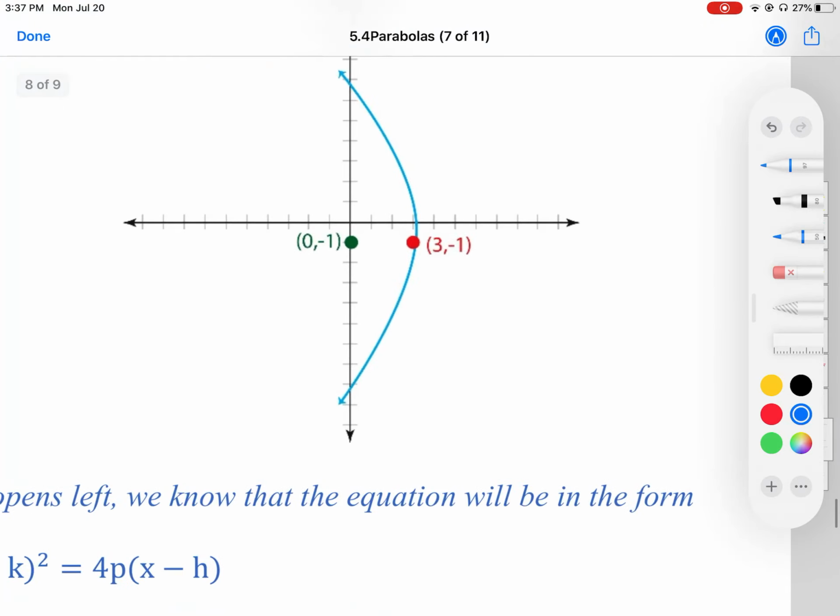So I have this graph, and we're told the vertex, and we were also told the focus. So I know this distance that exists between them is forced to be that p-value.